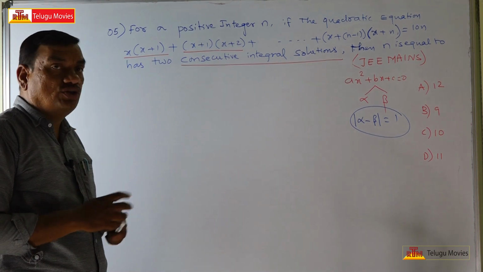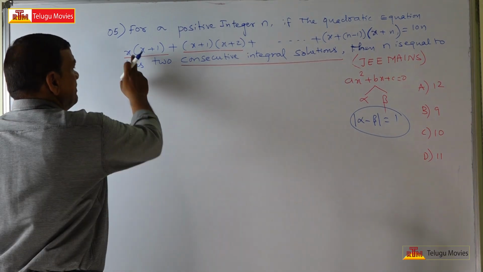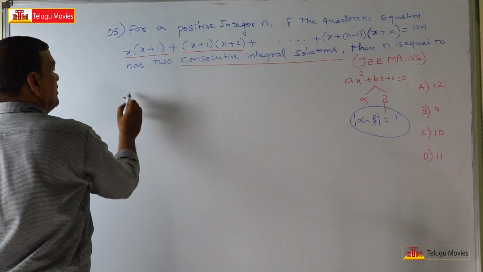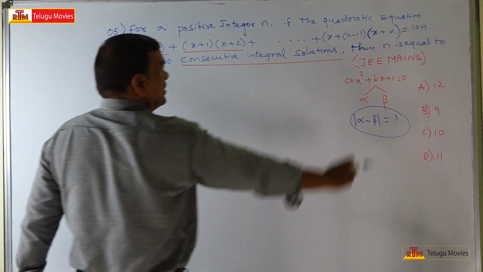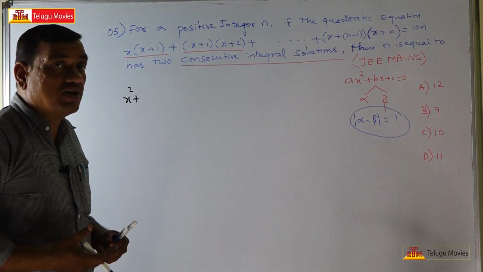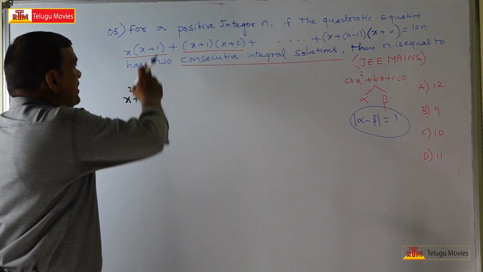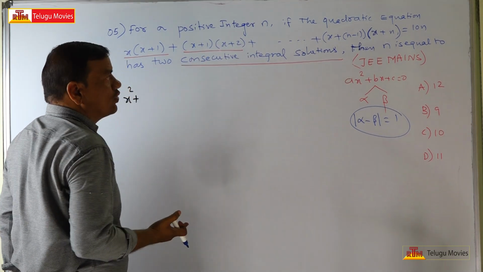Let us convert into standard form. If you observe, first you multiply x into x, x square. Here also you will get x into x, x square. Here also you will get x square. Such x squares, how many will you get? Here you get 1x square, in the second expression 1x square.